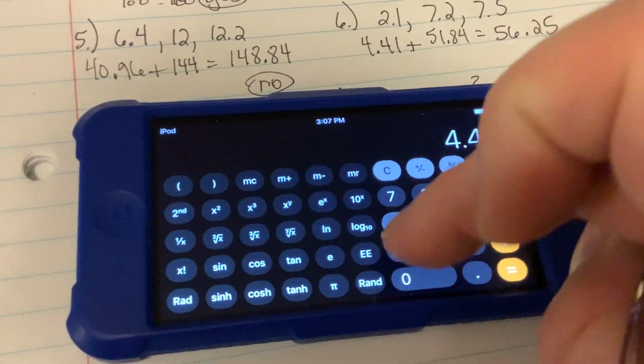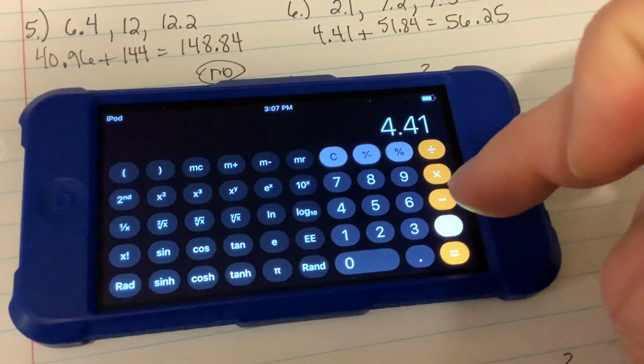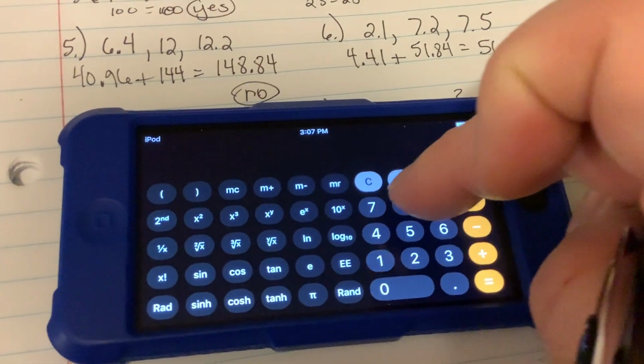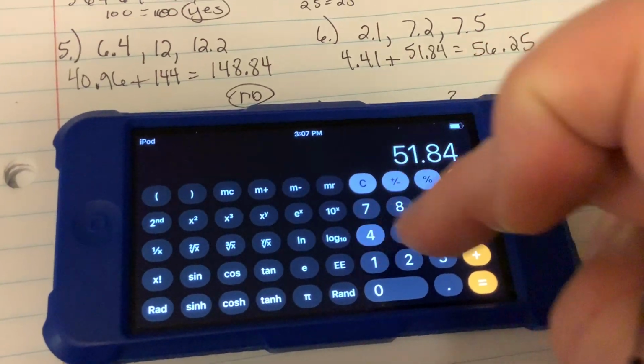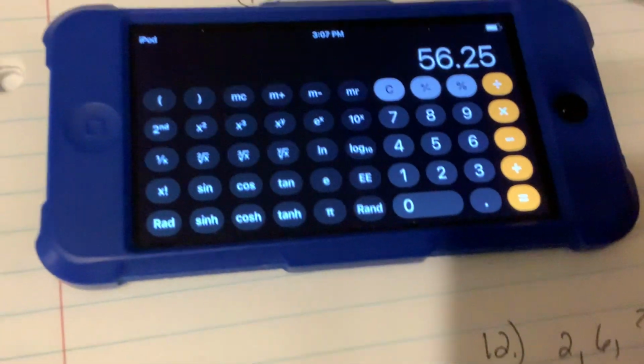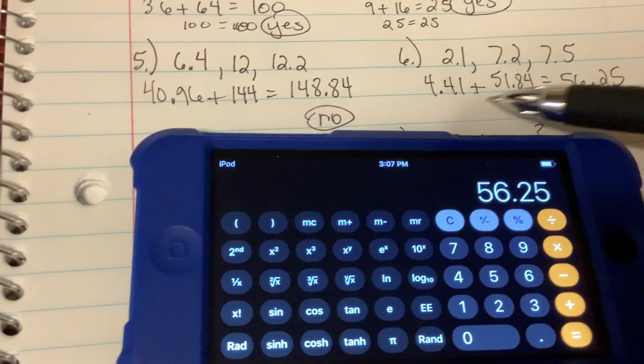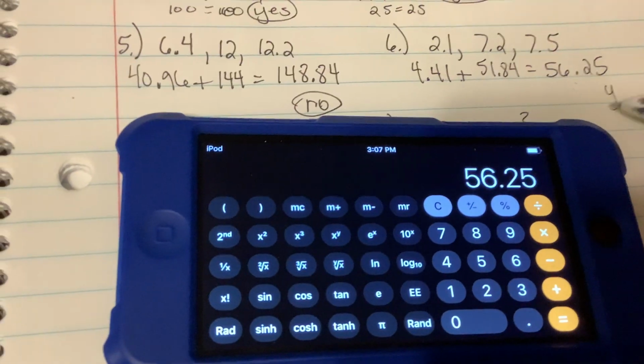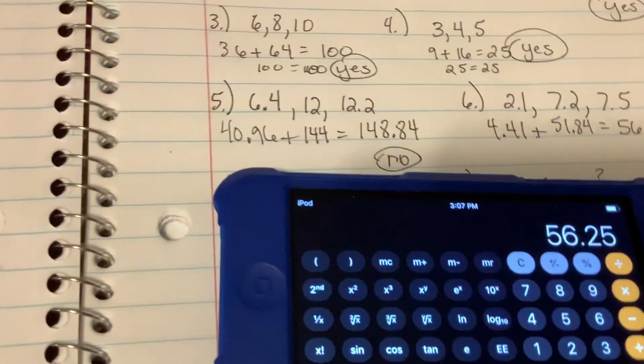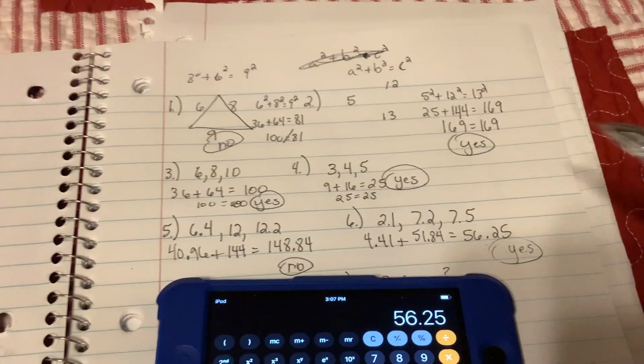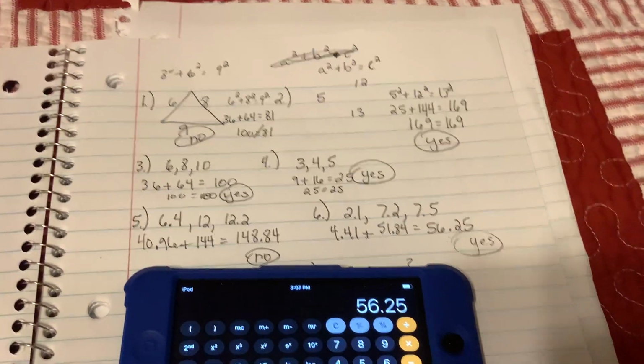4.41 plus 51.84 is 56.25. So yes, these two added together do equal this. So yes, this one is a right triangle. Okay, so no, yes, yes, yes, no, yes on those there.